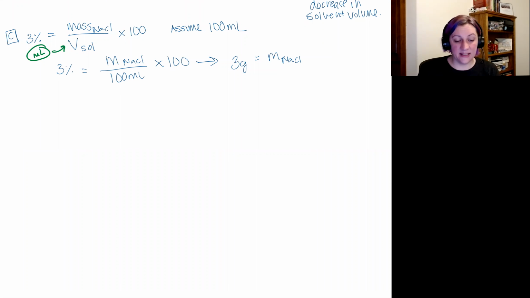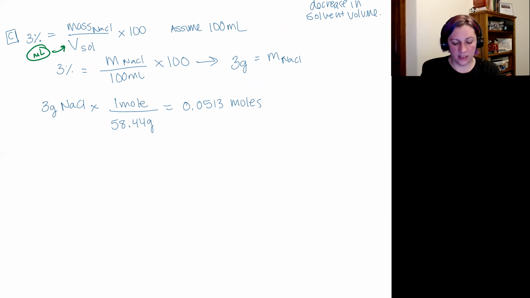Okay, so with this, I can actually start working towards molarity and molality. I need to know the moles of my solute. So I'm going to take that 3 grams and convert it into moles. Doing a simple mass to moles conversion using the molar mass that I'll calculate from the periodic table. And for sodium chloride, it's 58.44 grams per mole. And that's going to give me 0.0513 moles. So this is really my moles of NaCl.